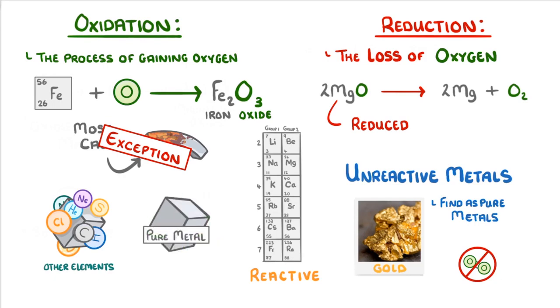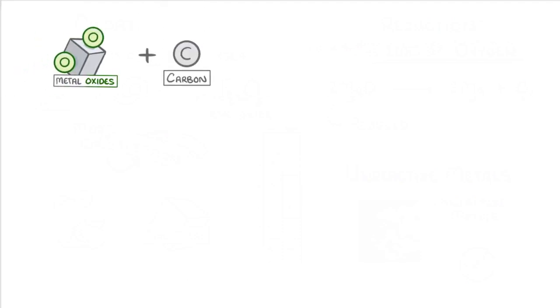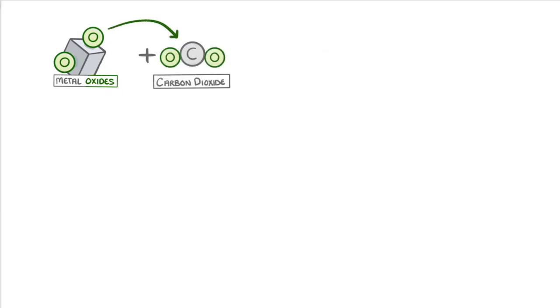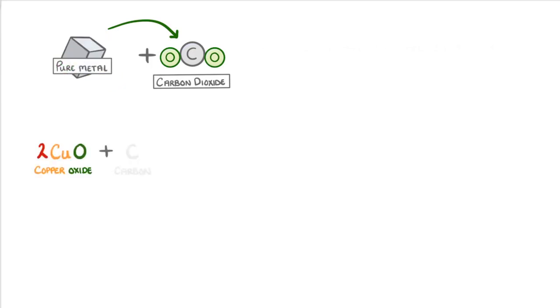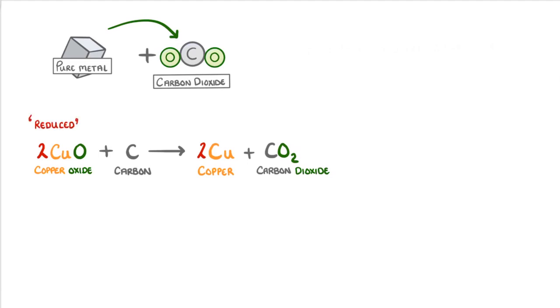We saw at the beginning that reduction means the loss of oxygen. So essentially, we're trying to reduce our metal oxides to get pure metals. The cheapest and easiest way to do this is to react our metal oxides with carbon. The idea is that the carbon will basically take the oxygen from the metal to form carbon dioxide and leave behind a pure metal. For example, copper oxide plus carbon reacts to form copper plus carbon dioxide. So we would say that the copper was reduced because it lost oxygen, and the carbon was oxidized because it gained oxygen.